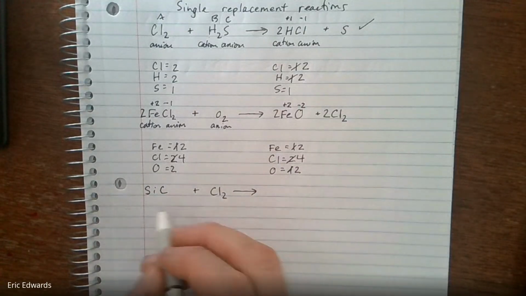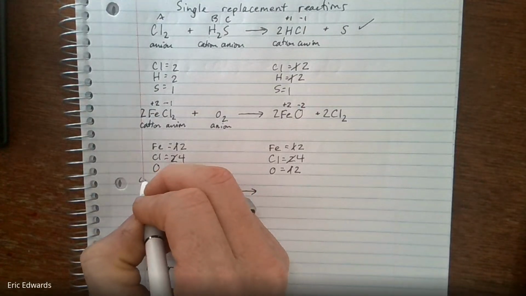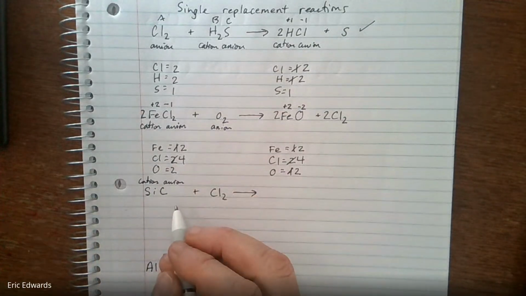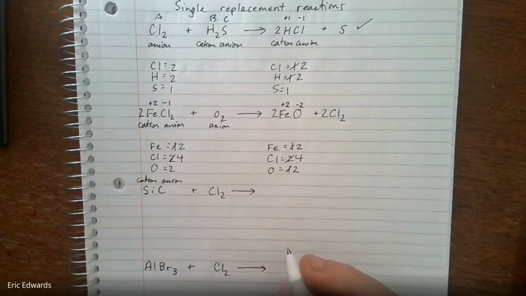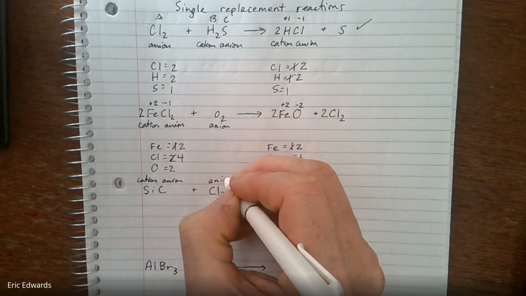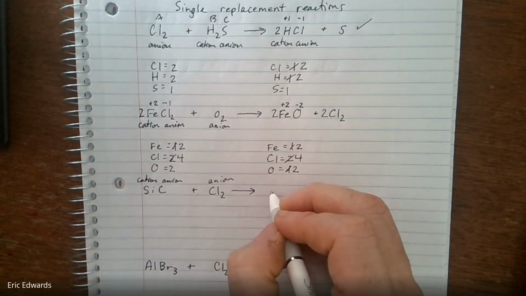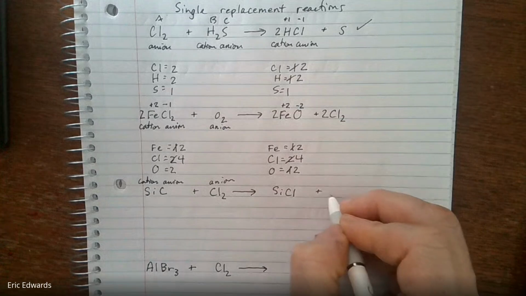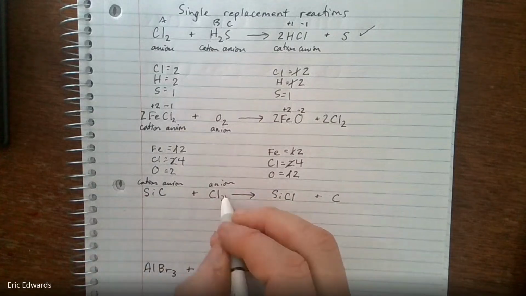All right. The next one, I've got Si and C. Now we're going to go with this is the cation and this is the anion. And the reason I say that is the chlorine is going to be more electronegative than the silicon, and chlorine's always going to come in as an anion. All right. So it's going to go SiCl plus C. So we're going to change the carbon for that.